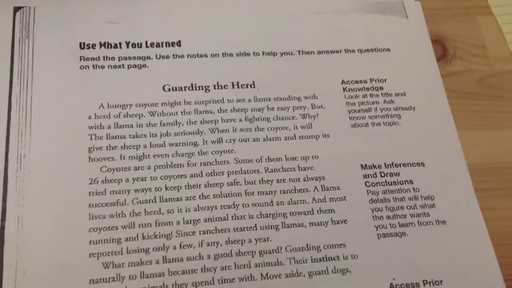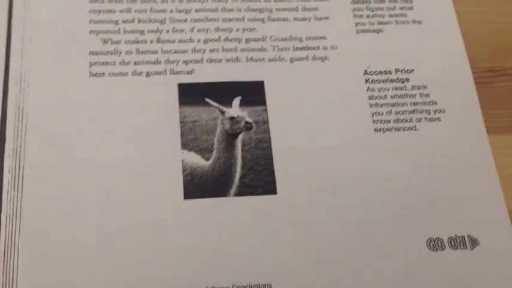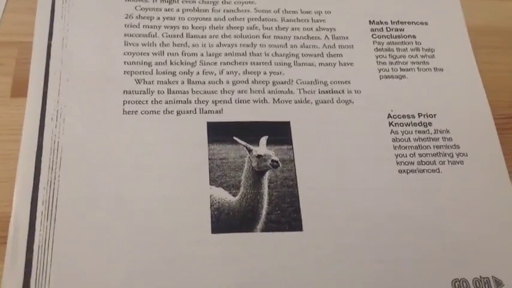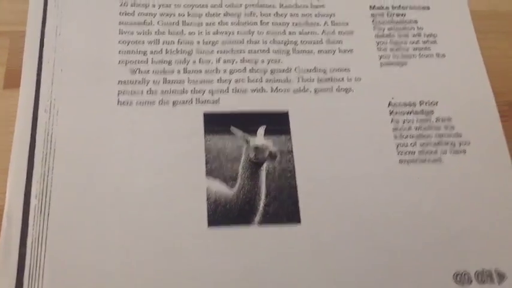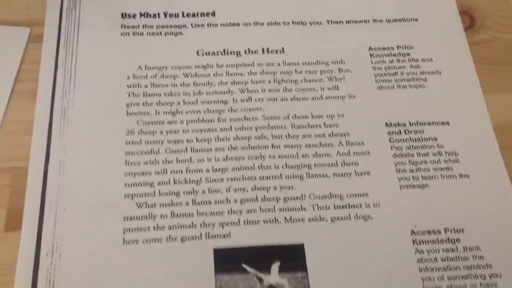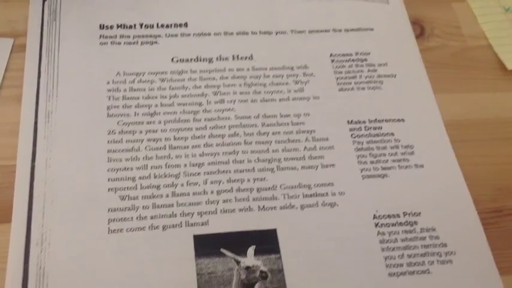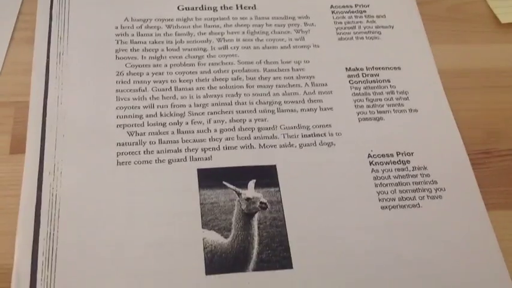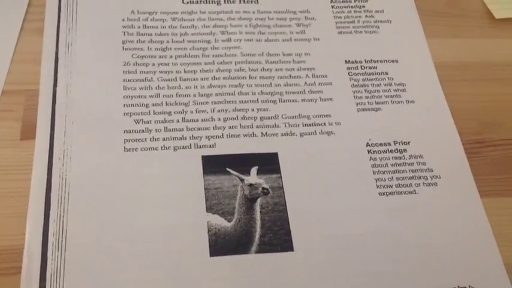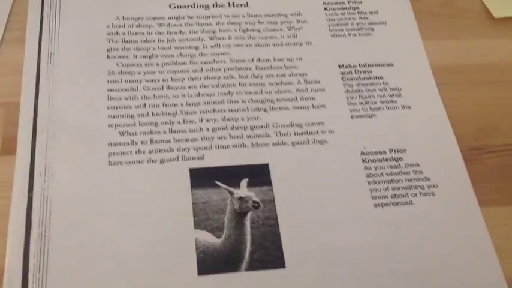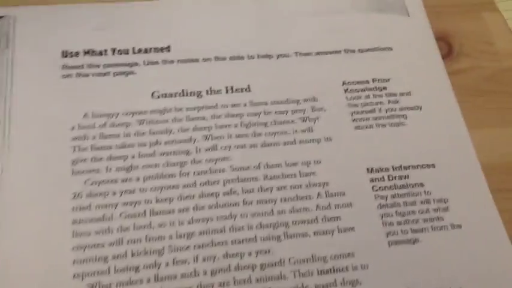So the title, Guarding the Herd, and I see that's a picture of a llama. I've been to a petting zoo before and I've seen a llama, and that is exactly what a llama looks like. So I'm guessing, guarding the herd and a picture of a llama. A herd is usually a group of animals. So I'm going to use my prior knowledge and assume from the passage we just read and the notes that this is going to be a story about a llama that is guarding or protecting a herd of sheep.